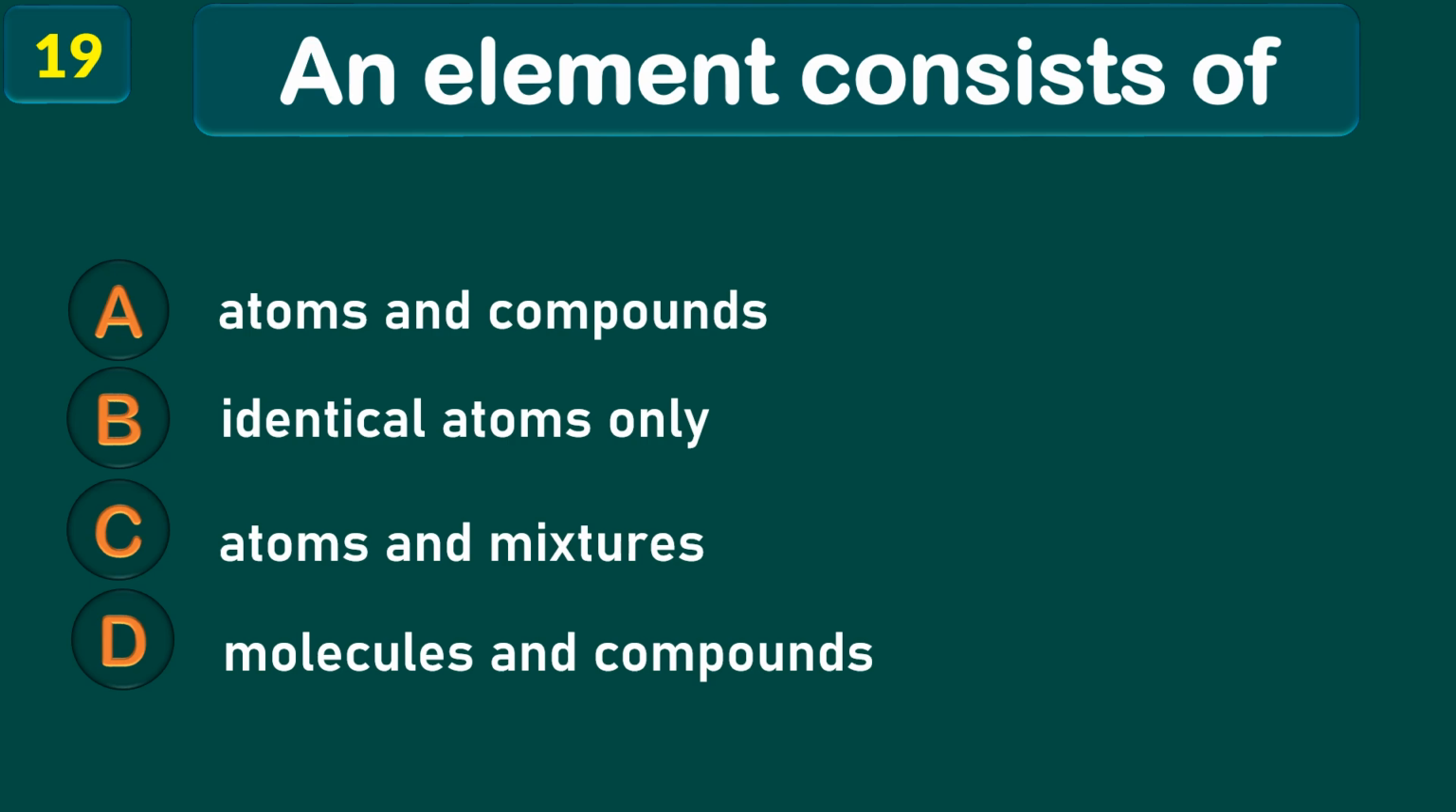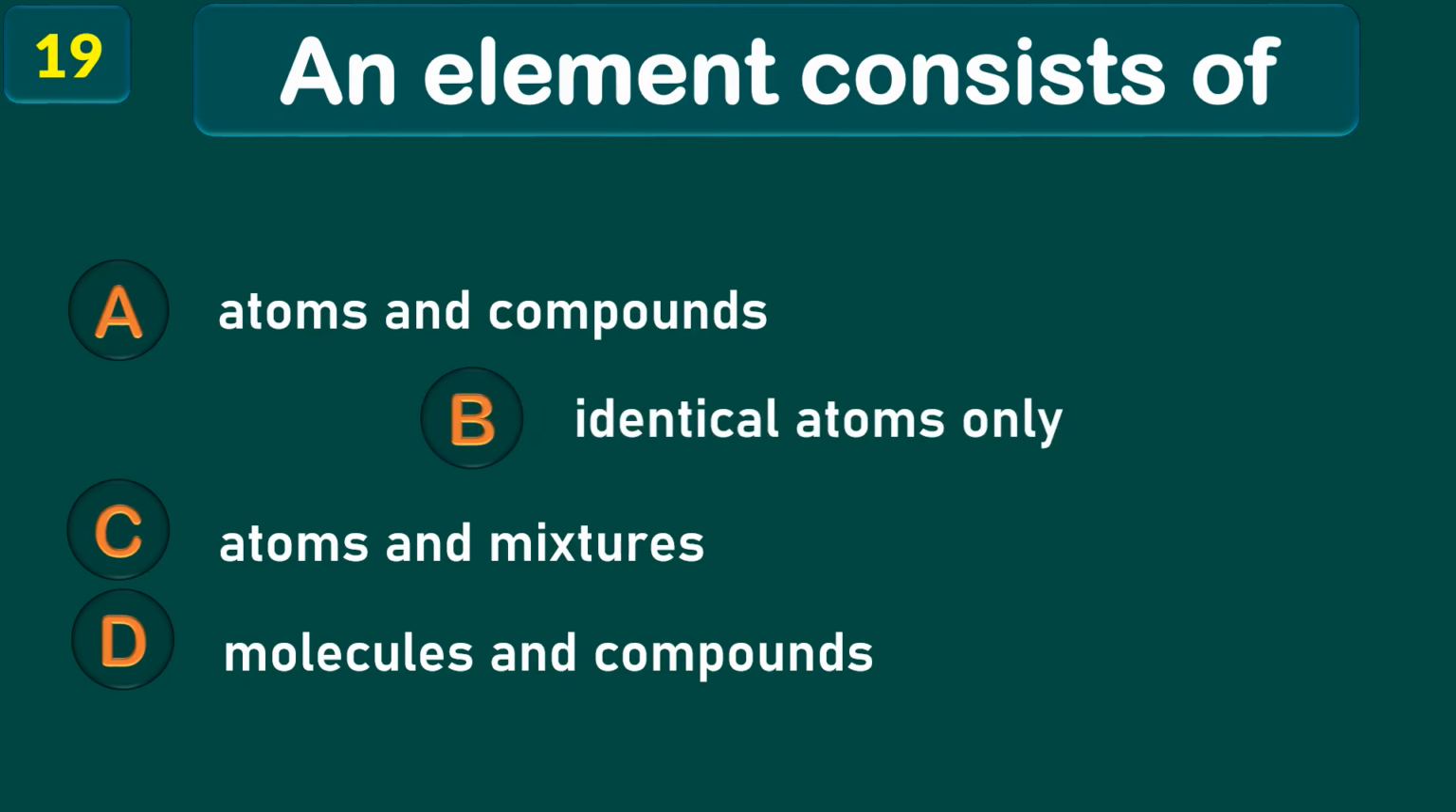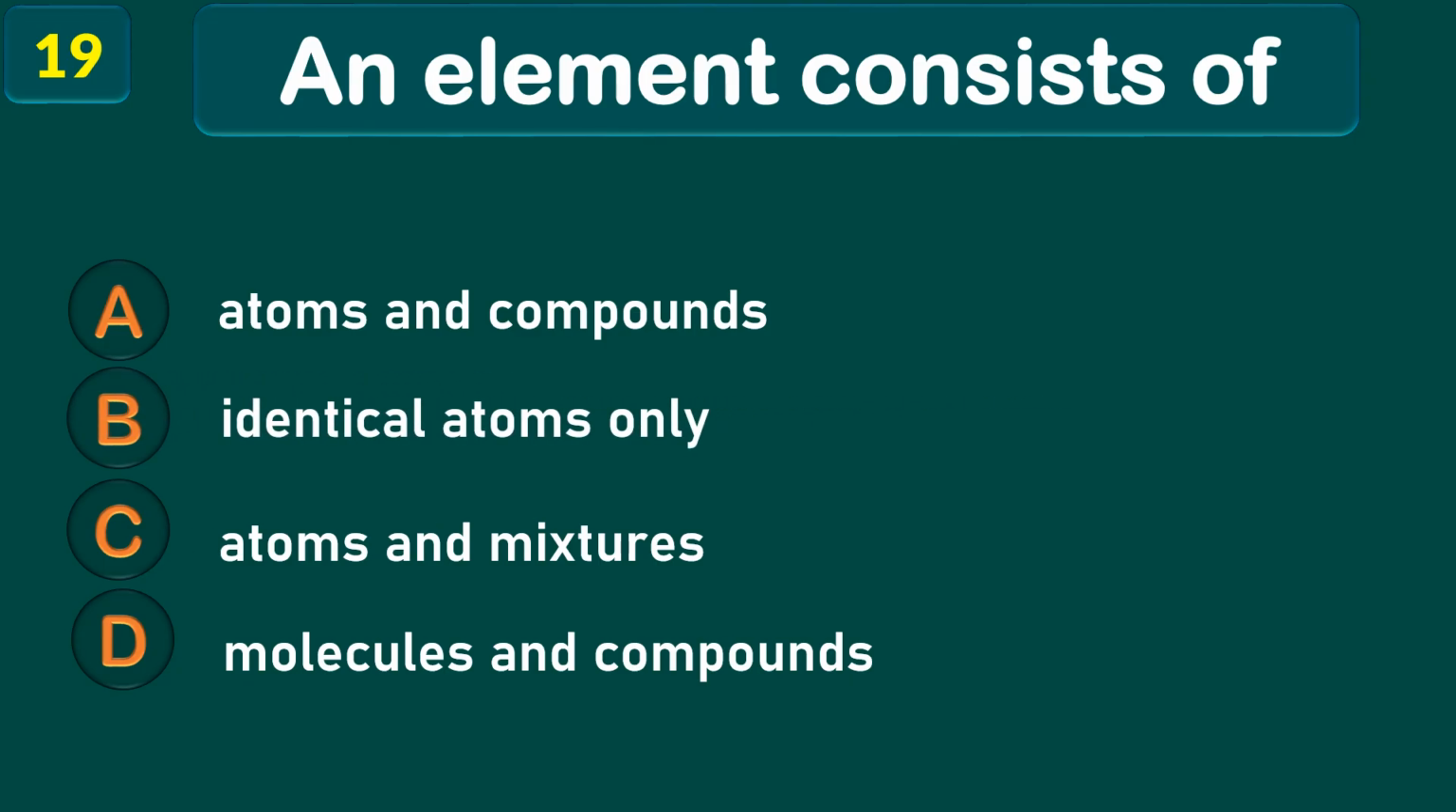An element consists of A. atoms and compounds, B. identical atoms only, C. atoms and mixtures, D. molecules and compounds. Answer: B. identical atoms only.